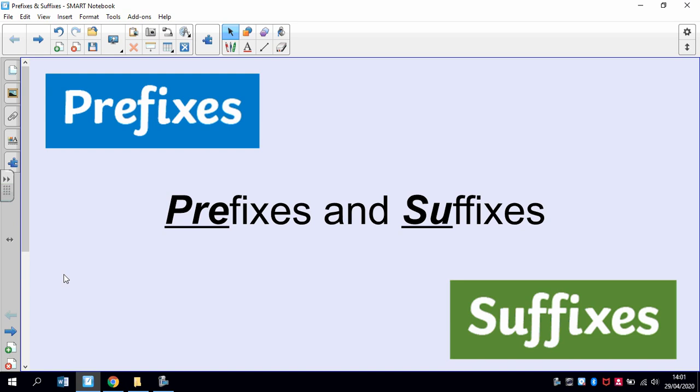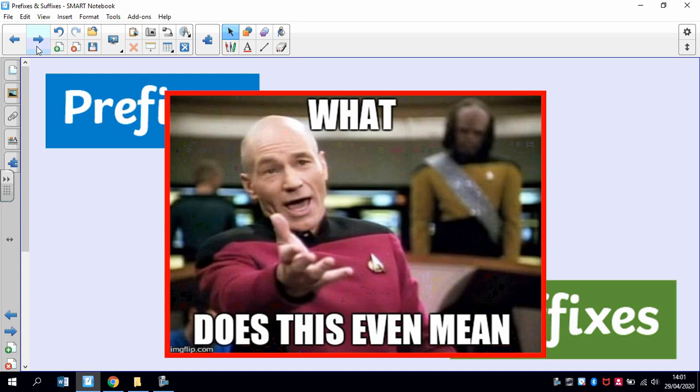We are going to be focusing on a nice little mini lesson that finishes off with a couple of tasks for you to do. And the focus of this presentation is prefixes and suffixes. Hopefully you do recognize those terms, but you're thinking at this moment, what does that even mean? That's absolutely fine. This whole lesson is obviously going to help remind you what prefixes and suffixes are.